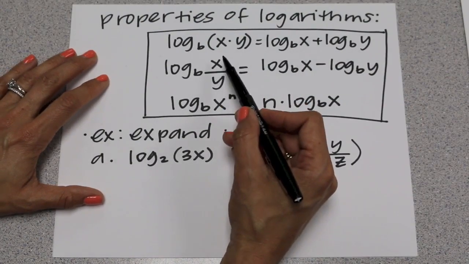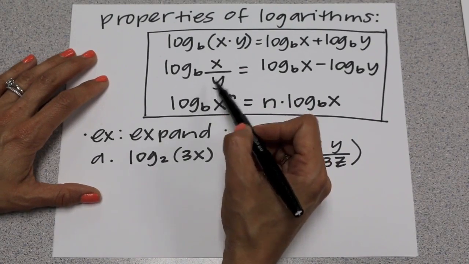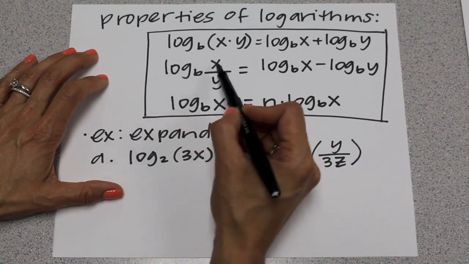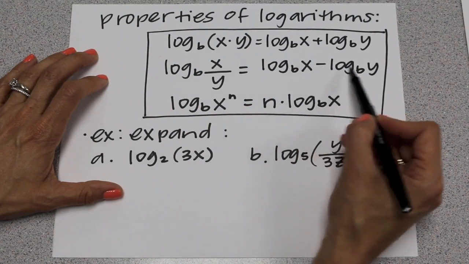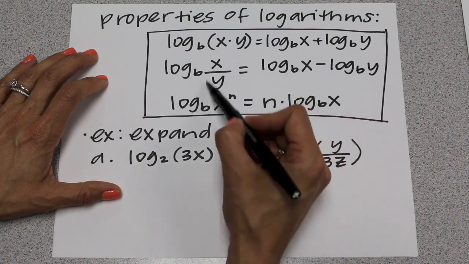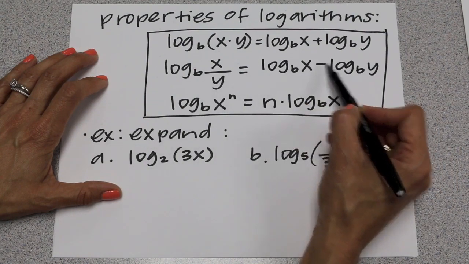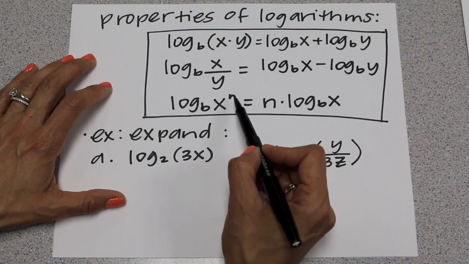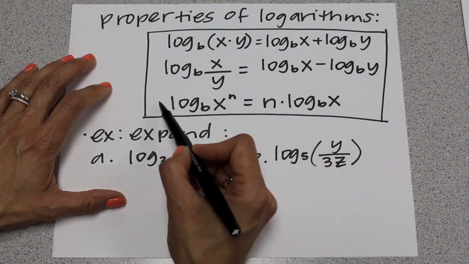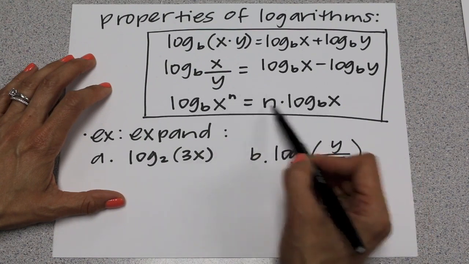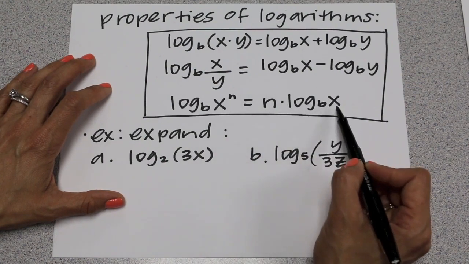The next one would be a quotient or division. If you have a quotient, you're going to go log base b of the numerator minus log base b of the denominator. And it's really important that anything that was in the denominator gets a negative in front of the log. And finally, the last one is when you have an exponent or a power, you can move the power to the front. So you times the power to the front of the log. So it's n times log base b of x.